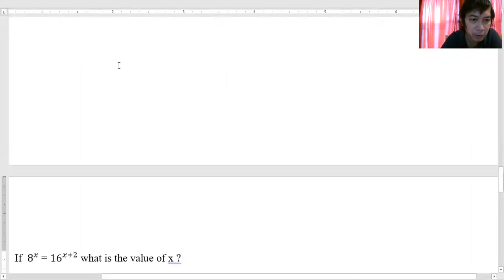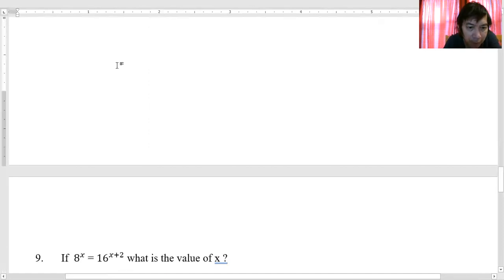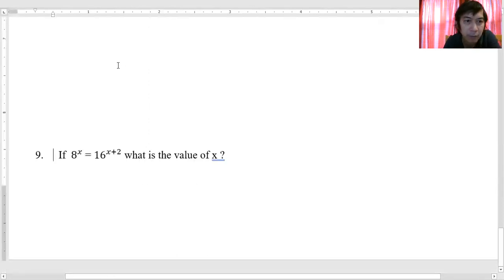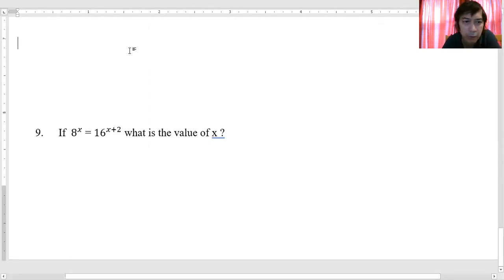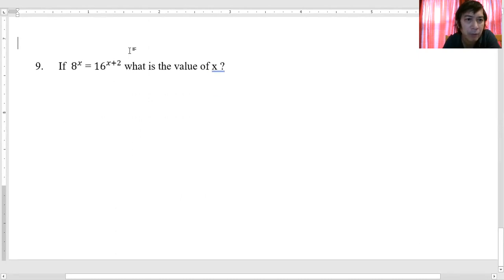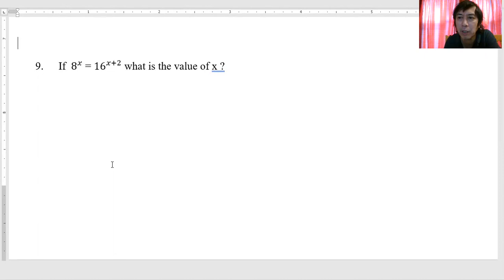Here is number 9. If 8 raised to x is equal to 16 raised to x plus 2, what is the value of x? You can transform 8 to powers of 2 and 16 to powers of 2.